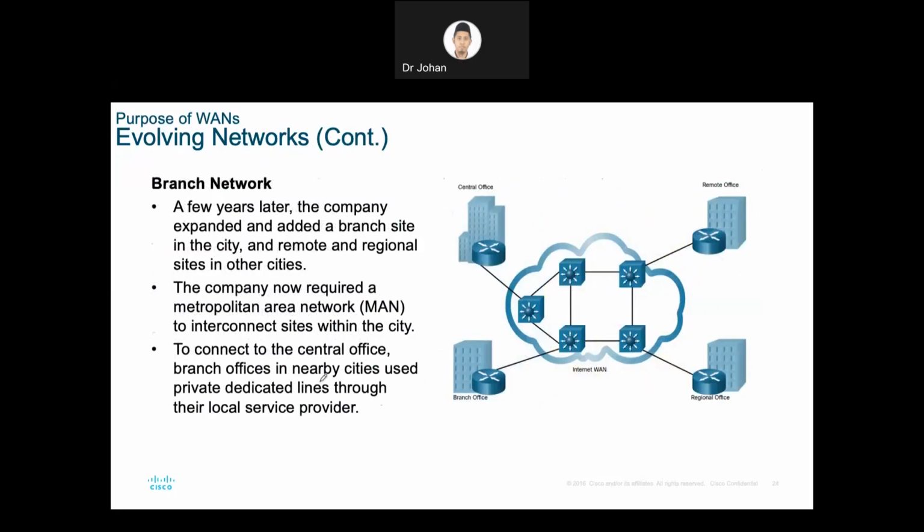Branch network. A few years later, the company expanded and added a branch site in the city and remote and regional sites in other cities. The company now required a metropolitan area network, MAN, to interconnect sites within the city. To connect to the central office, branch offices in nearby cities use a private dedicated line through their local service provider.